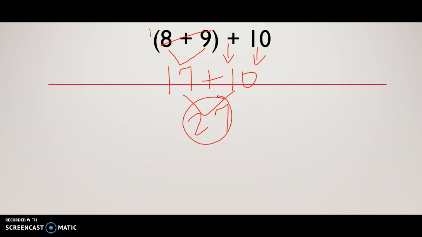All of the operations here were addition. But sometimes if you go in any order, you might get the same answer, but that's not a guarantee all of the time. So please follow the steps.